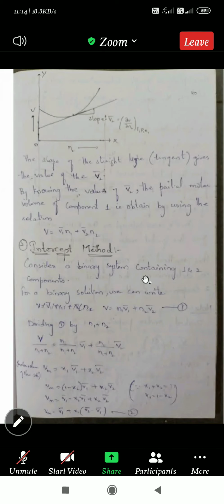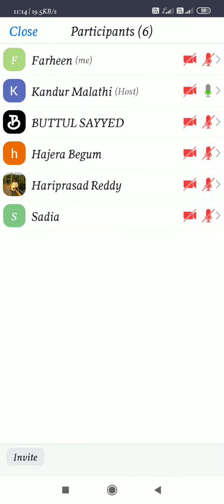Similarly, in the case of the intercept method, you consider a binary solution which has two components. Let the components be labeled as 1 and 2. The total volume of this solution is given as V equal to N1 V1 bar plus N2 V2 bar.